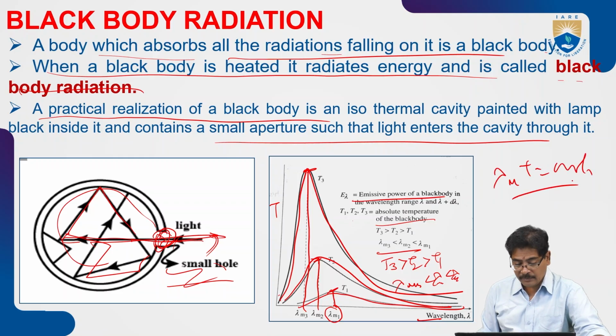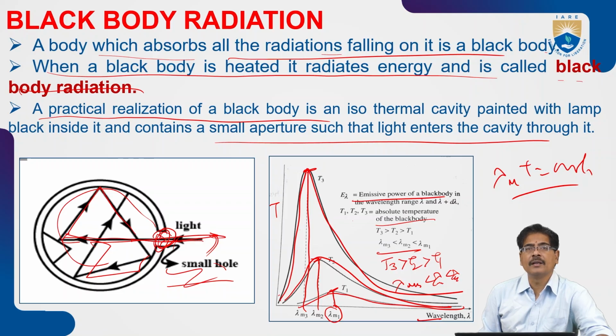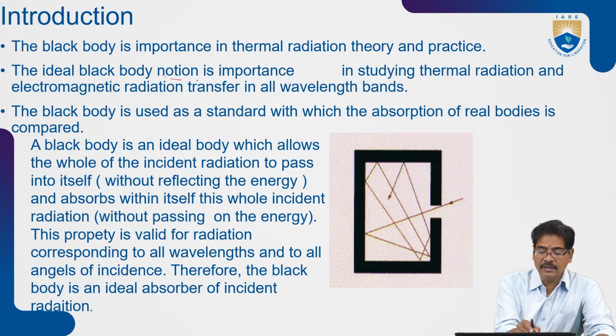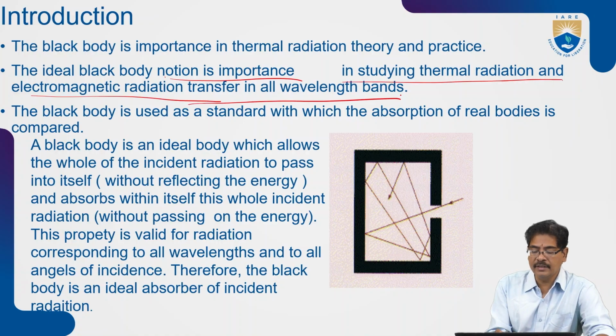So this is the general definition: a black body absorbs all the radiations falling on it. When a black body is heated, it radiates energy, called black body radiation. A practical realization of a black body is an isothermal cavity painted with lamp black inside it and containing a small aperture such that light enters the cavity through it. So, introduction: the black body is important in radiation theory and practice. The ideal black body notion is important in studying thermal radiation and electromagnetic radiation transfer in all wavelength bands.